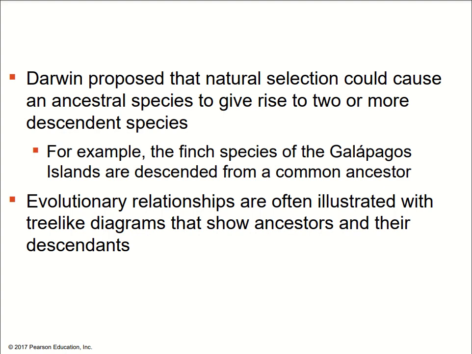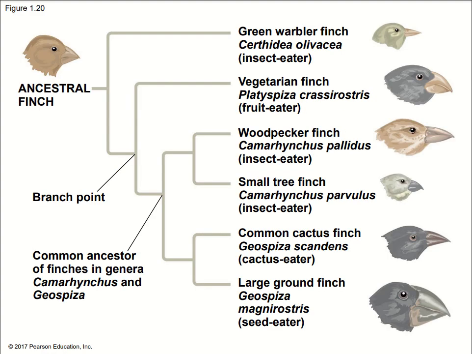Evolutionary relationships are often illustrated with tree-like diagrams that show ancestors and their descendants. For example, some common finch that over time broke up into different species, and those different species have different adaptations or collections of compounded traits that allow them to obtain different resources through various success from their environment, such as different finches that either eat insects or fruits, or those who actually prefer seeds, or those who are able to get into cacti.